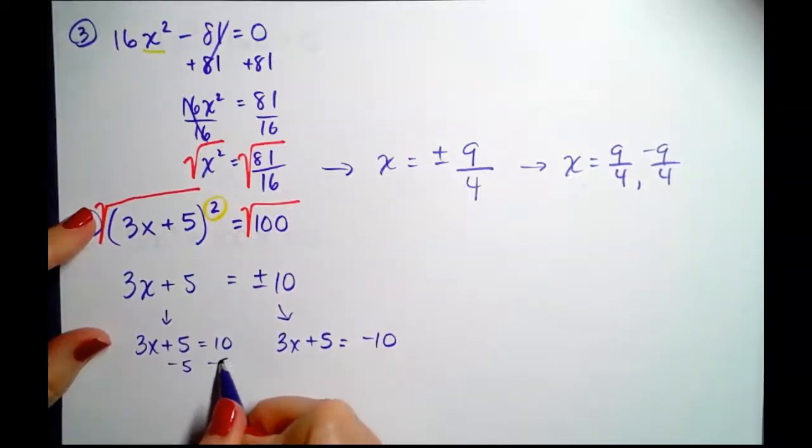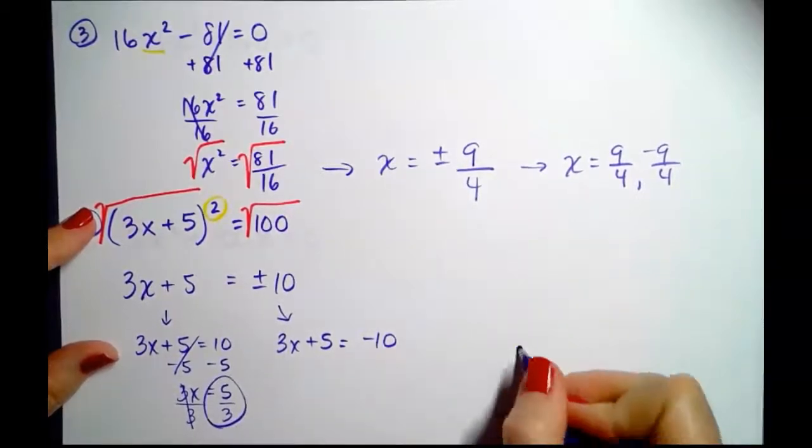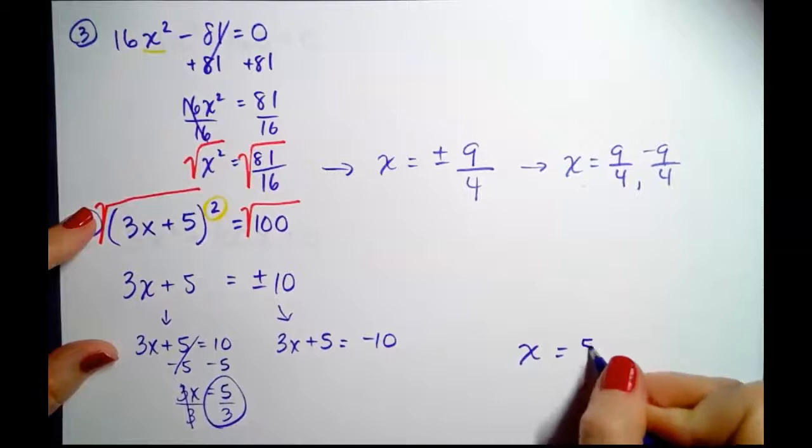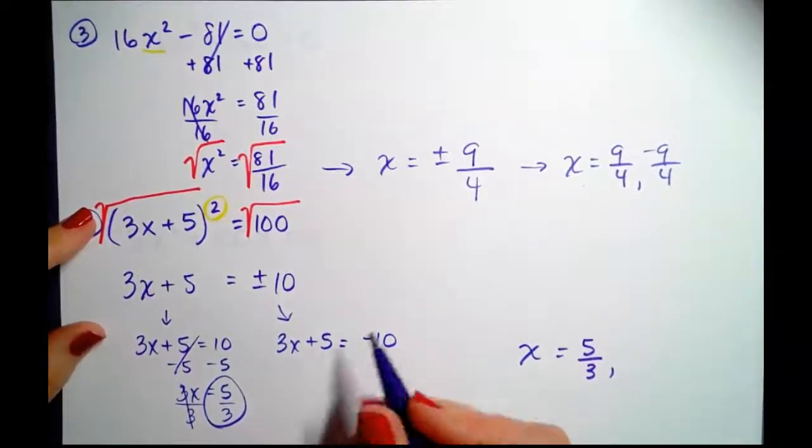Minus 5, 3x equals 5. Divide by 3, divide by 3. There's our first answer: x equals 5/3. This is going to give us our second answer.